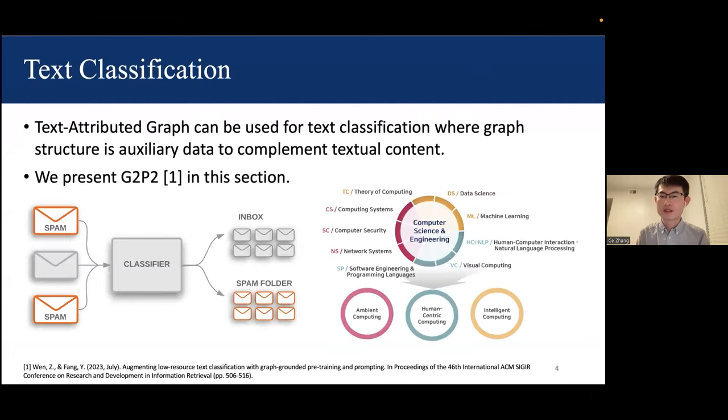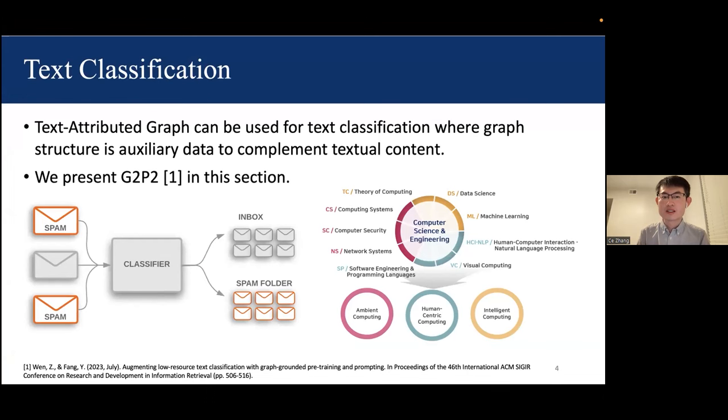But first of all, let's understand the concept of text classification. So suppose we have a corpus of documents. Suppose this corpus of documents is emails. So some of the emails are spam emails and some of the emails are normal emails. So we want to design a classifier, a model, so that we can classify them into two categories, so that the normal emails can go to inbox and spam emails go to spam folder.